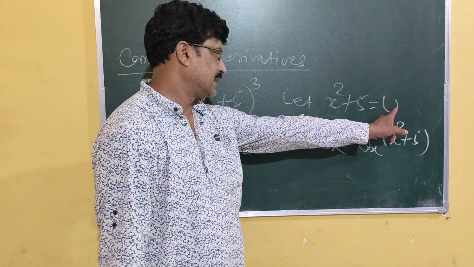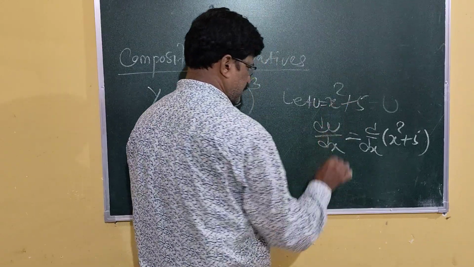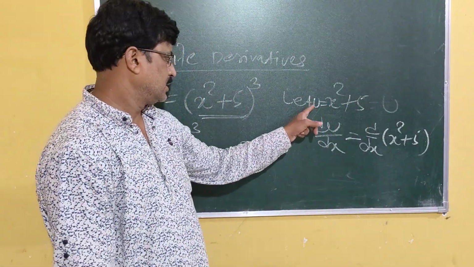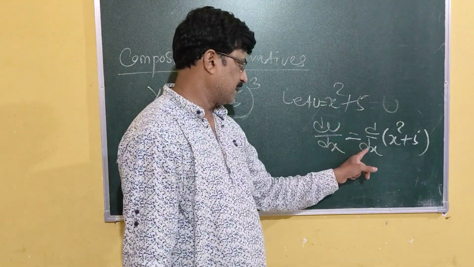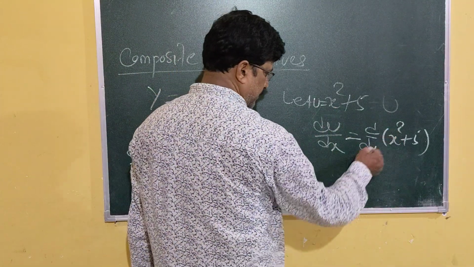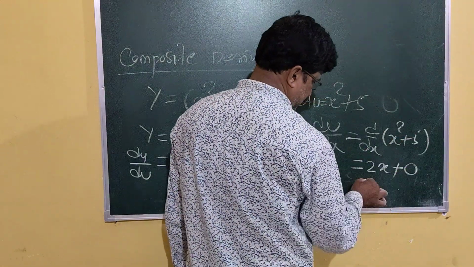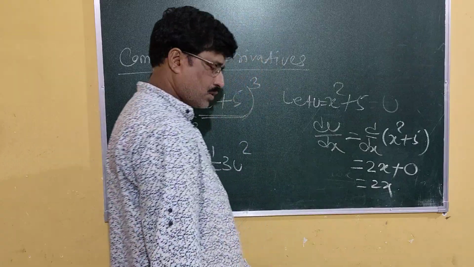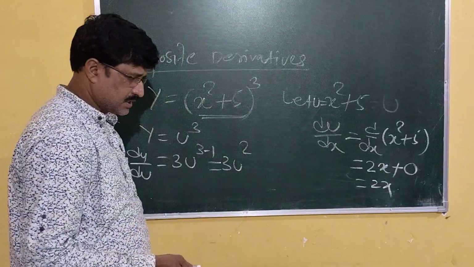Taking u as this, it will be easier to recognize. du by dx is equal to d by dx of x square plus 5. The derivative of x square is 2x, and similarly the derivative of a constant is 0. That means it becomes 2x. Now we have to find dy by dx. How can we find this dy by dx?